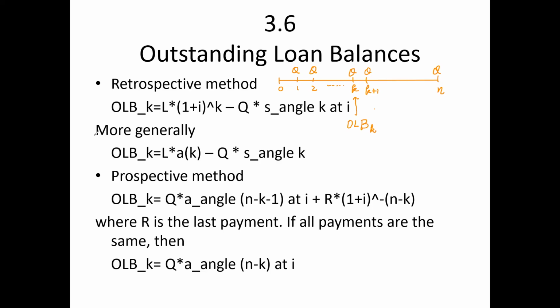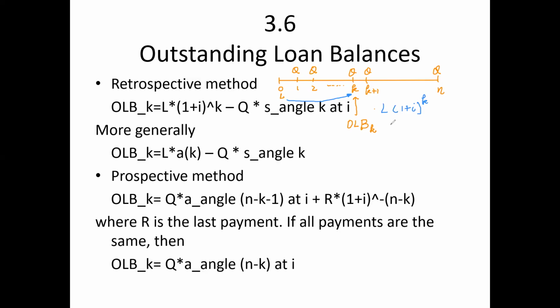One way is called the retrospective method. What it means is that you look back and see, say this is our loan, how much loan has accumulated at time K, and also how much you have paid based on K payments with each payment Q. You just calculate the accumulated value of this loan amount at time K. So that will be L times 1 plus I, where I is the interest rate per time period, to the power K. So that's the accumulated value of L.